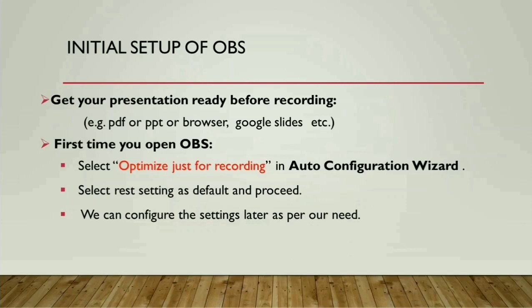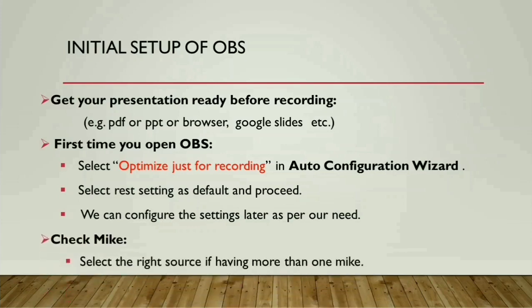When you open the OBS Studio for the first time, it will ask you for the Auto Configuration Wizard. So in that, you can choose Optimize just for recording instead of streaming. Next, select the rest of the settings as default and you can proceed to record. We will configure the settings later as per our need. Next is check mic. So select the right source if having more than one mic for our recording.